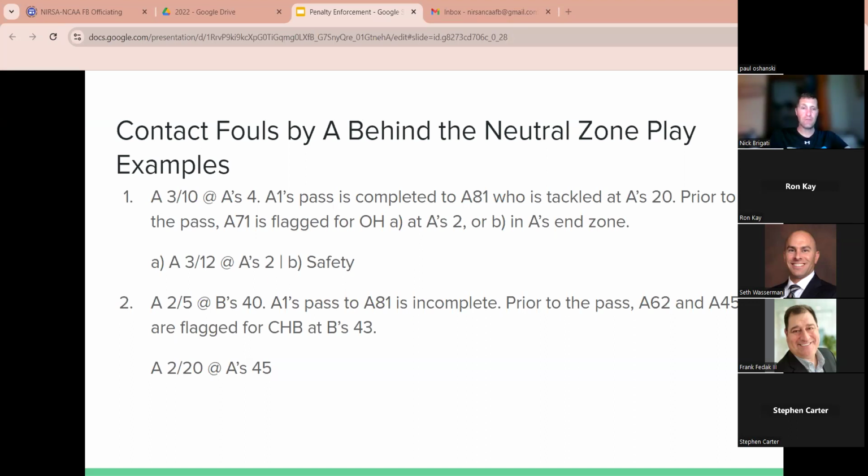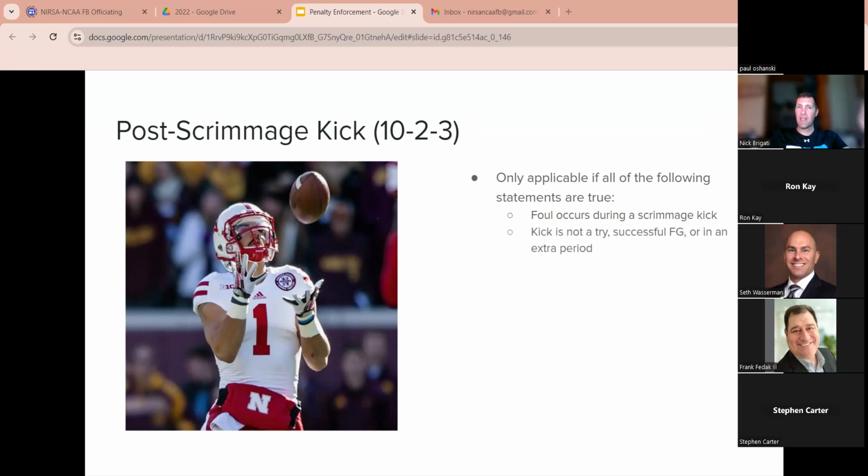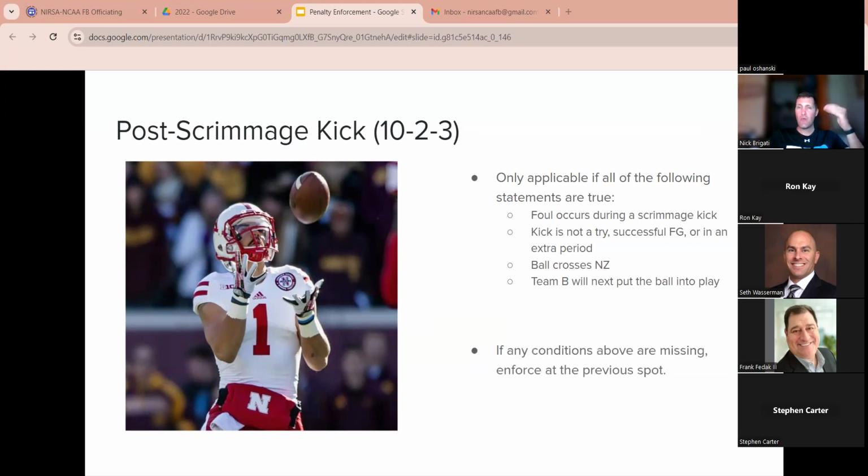Thank you. So let's talk a little bit about post-scrimmage kick fouls. A post-scrimmage kick foul, PSK, is only applicable if all of the following statements are true. The foul has to occur during a scrimmage kick. The kick cannot be a try, a successful field goal, or in an extra period. The ball has to cross the neutral zone, and Team B will next put the ball in play. If all of those conditions are met, our basic spot is the spot where the kick ends. If we're missing any of those situations, the penalty is enforced at the previous spot, and generally will result in A retaining possession of the ball.